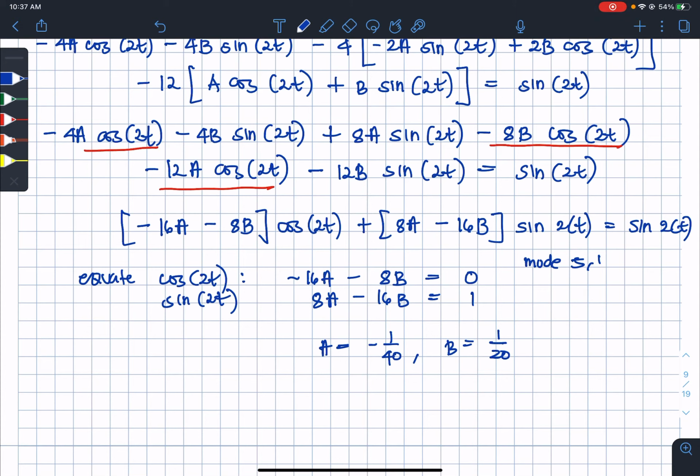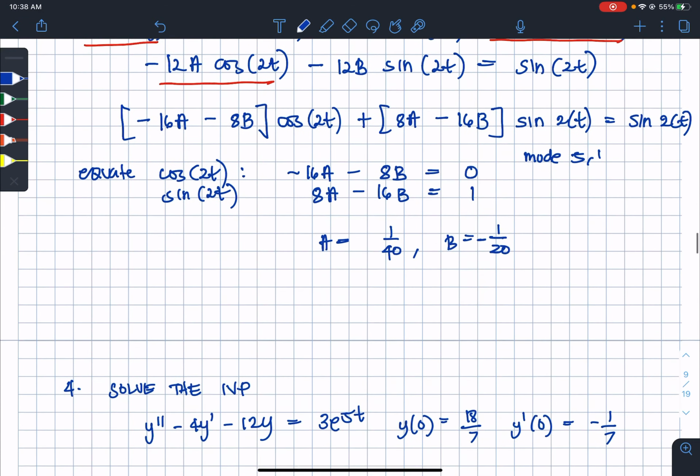I'm checking the answer. Ay, anong mali? It should be negative 16 minus 8, and that should be 0. Okay, so that should be positive 1. 1 over 40 and negative 1 over 20. Baligtad yung sign. So that is positive 1 over 40 and negative 1 over 20.